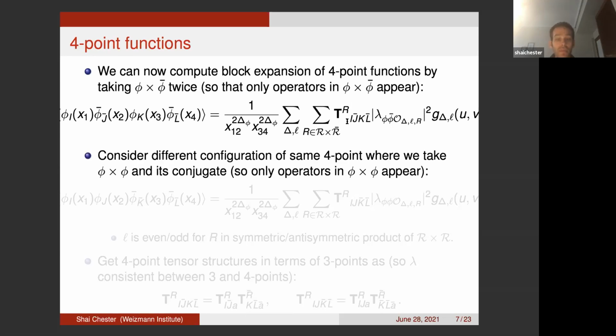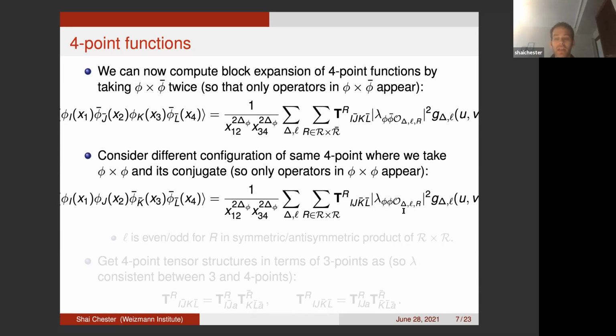Of course, there's a different OPE we can take. Instead of doing phi and phi bar, you could just do phi and phi, and then additionally phi bar with phi bar. So when you take this OPE, you're just going to get different operators in your tensor product. Because now you're looking at the tensor product with fancy R and fancy R, not with fancy R bar. And so you get a different 4-point tensor structure, and correspondingly, you also get different OPE coefficients. So now it's lambda phi phi, multiplied by lambda phi bar phi bar. Recall that the spin can only be even or odd, depending if R is in the symmetric or anti-symmetric product of fancy R with fancy R.